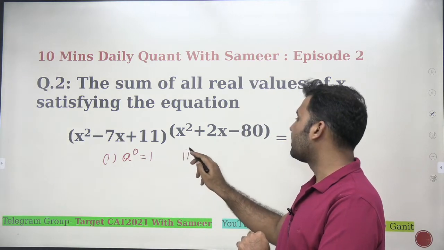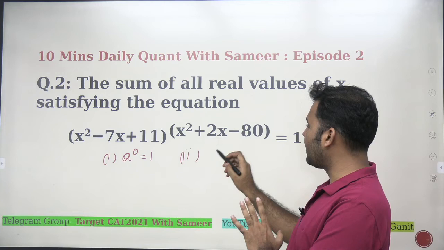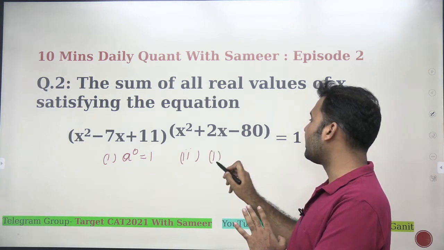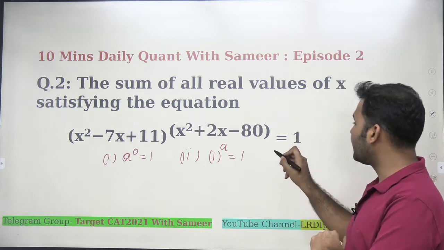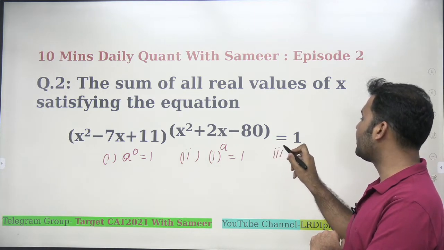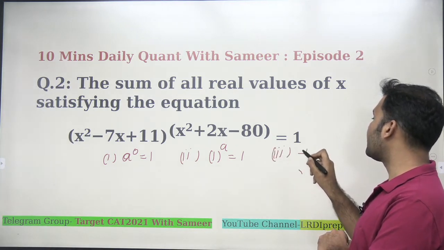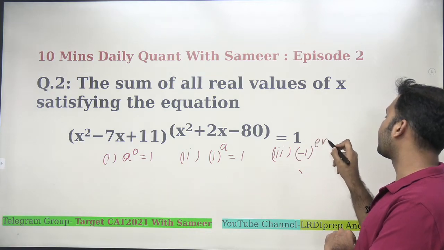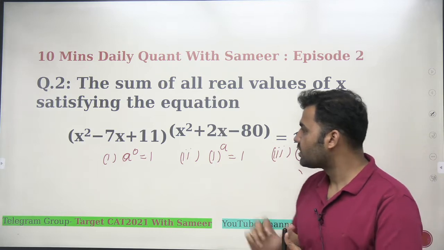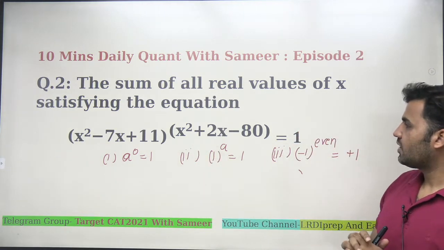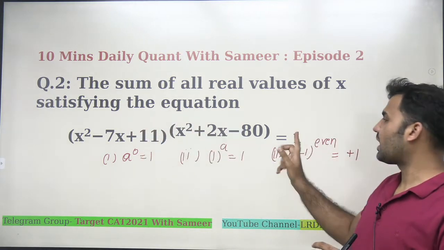Second, you have whatever power, right? Whatever is a power, but if you have 1 at the base, 1 raised to power anything will be equal to 1. And the third would be the case if you have minus 1 raised to power even. Minus 1 raised to even power will also be equal to plus 1. So these are the three cases where this whole expression can be equal to 1.